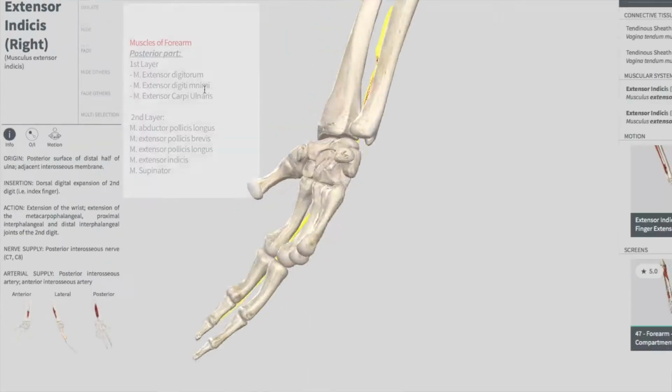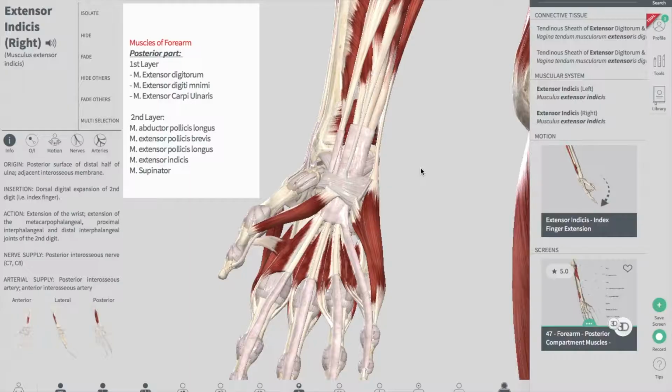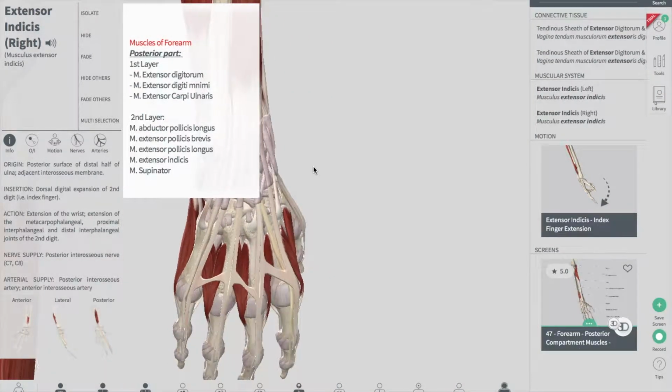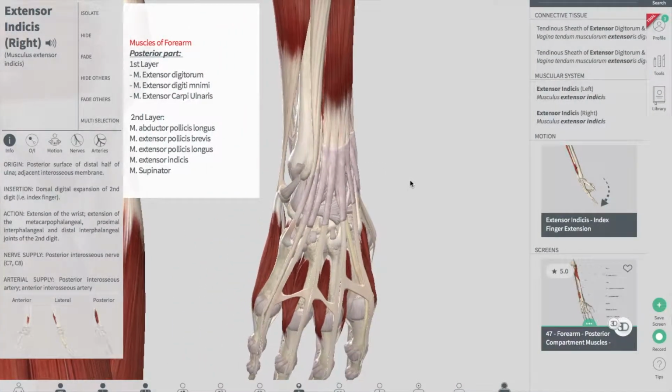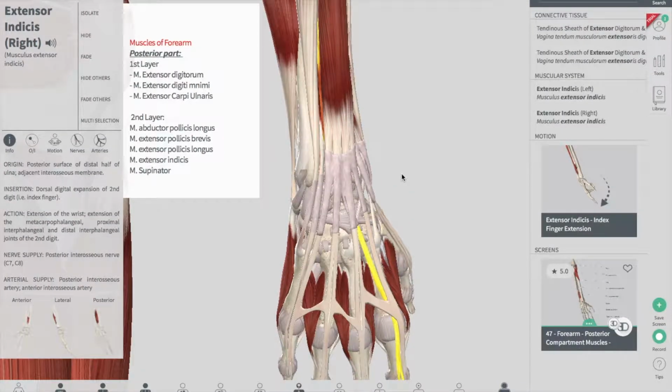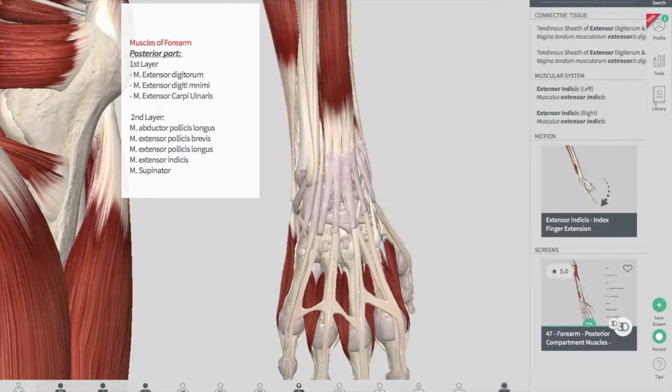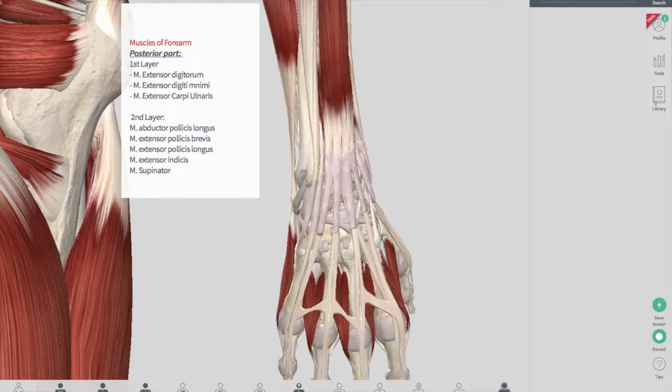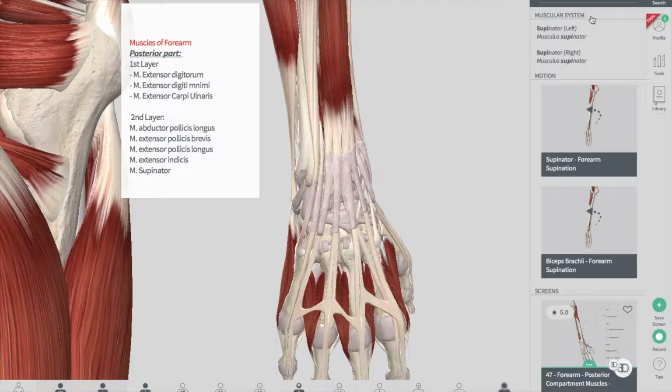And then the last muscle of the first layer of the posterior part of the lower arm is the supinator, musculus supinator. Musculus supinator is going to sit a bit up. Let's go ahead and search on that one.